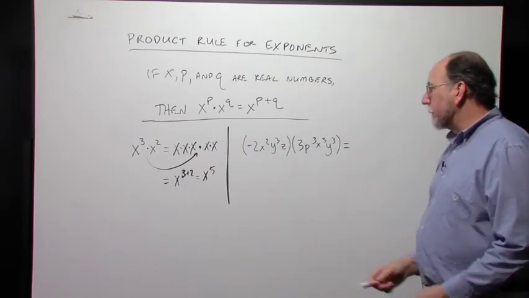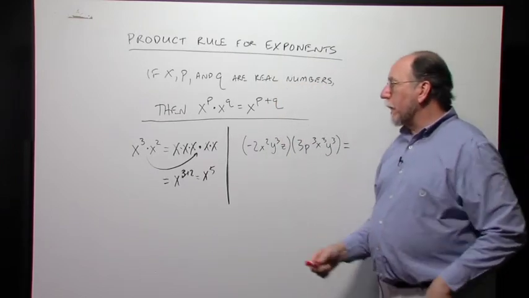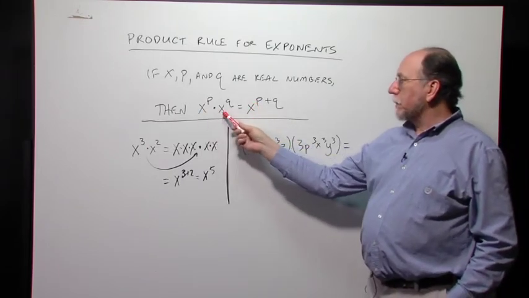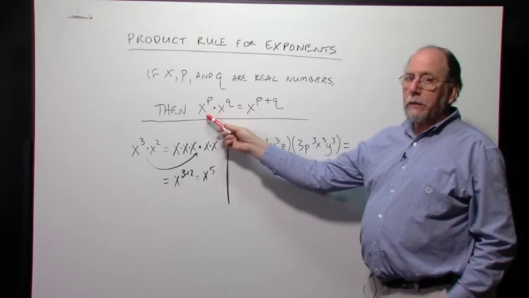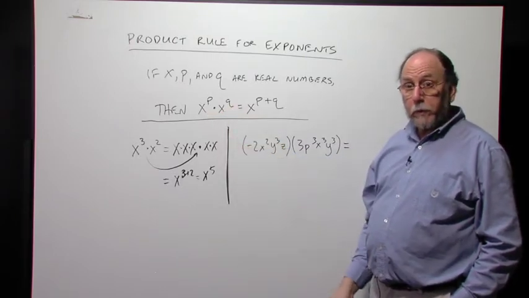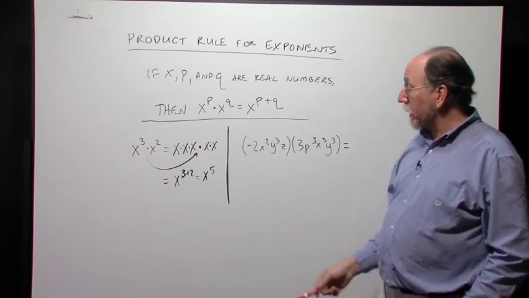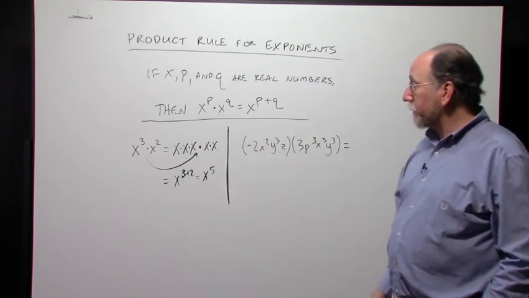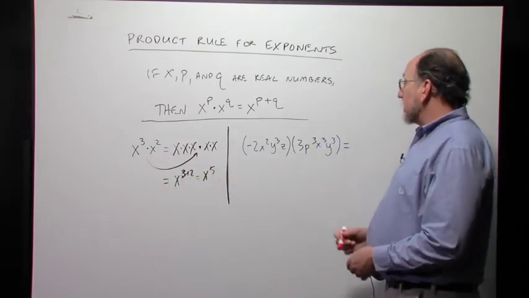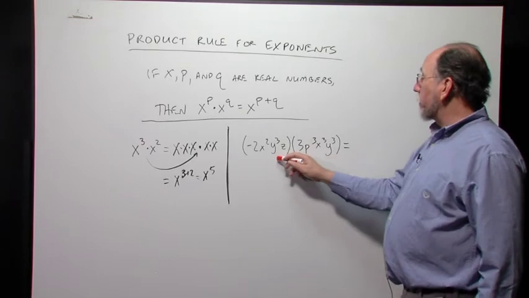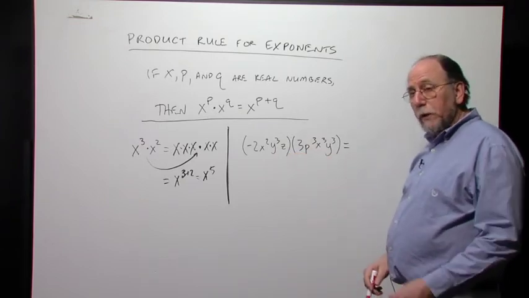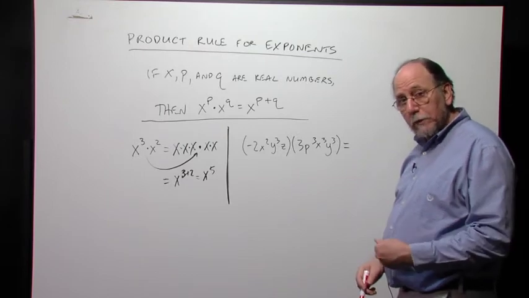Here's a problem here. I want to remind you that in this product rule, the x's have to be the same base. If that was an x and this was a y, we couldn't combine those two powers into a single power like this, or like that. If that was x cubed y squared, it'd have to stay that way. So here we have several powers of variables that are different bases. We can only combine the ones that have the same base.